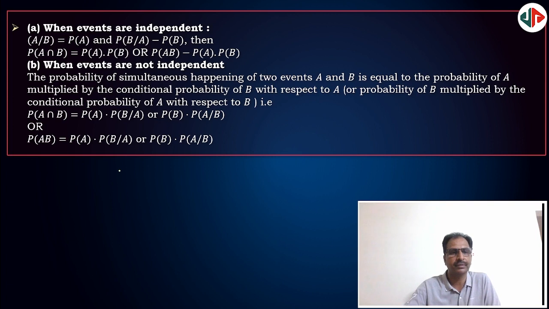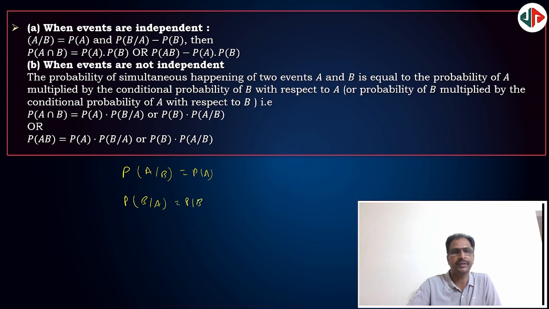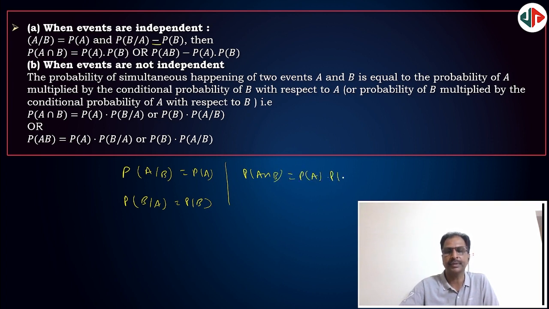When events are independent, P of A by B is equal to P of A because A doesn't depend on B. And P of B by A will be P of B if events are independent. And if events are independent, P of A intersection B is nothing but P of A into P of B. This is the condition only when the events are independent events. If events are not independent, then P of A intersection B will be P of A into P of B by A or P of B into P of A by B. This is known as multiplication theorem statement.